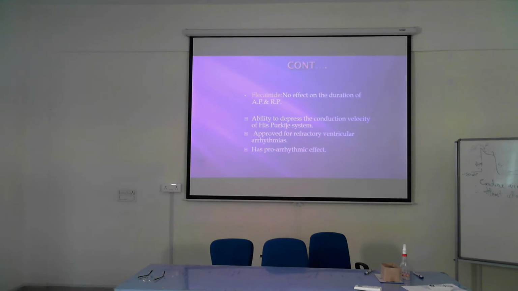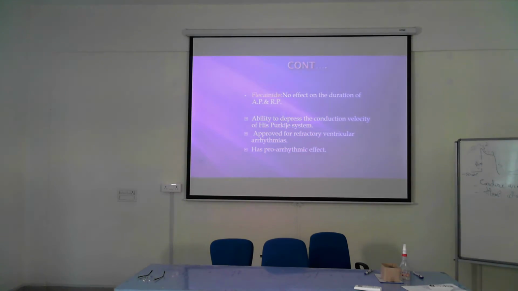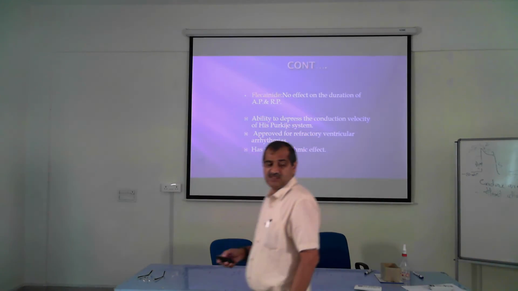Then the first one, flecainide, has no effect on the duration of the action potential. So in such a case, it is not going to cause such side effects. It depresses the conduction velocity. It is approved for refractory ventricular arrhythmias, as a pro-arrhythmic effect is also there. You need to see all such conditions.